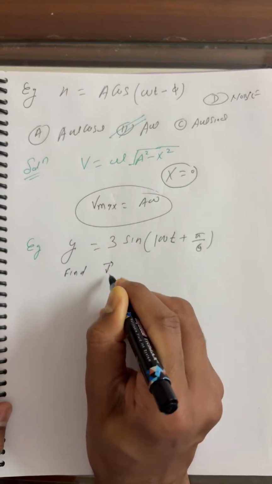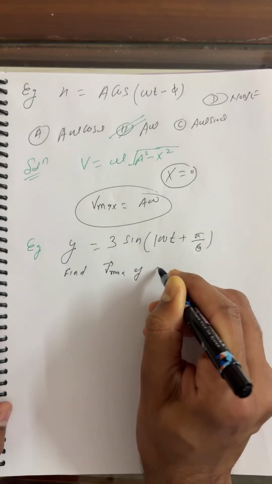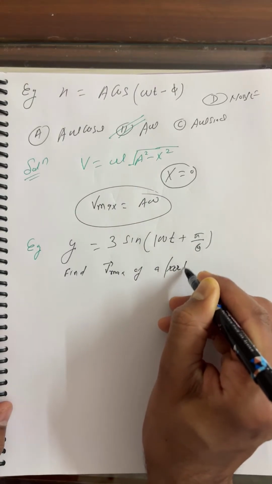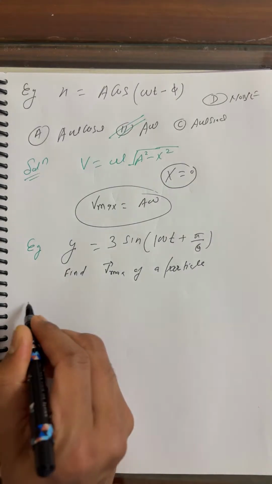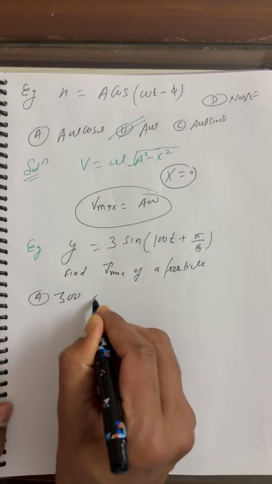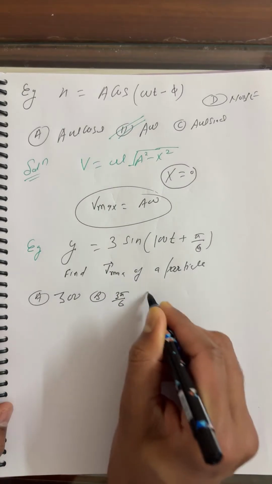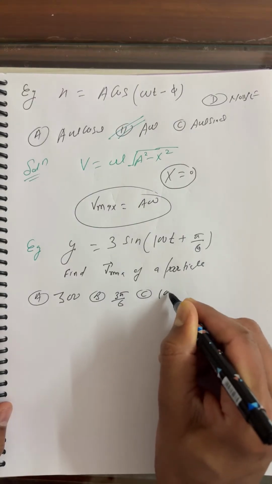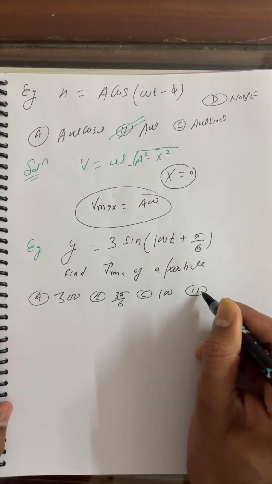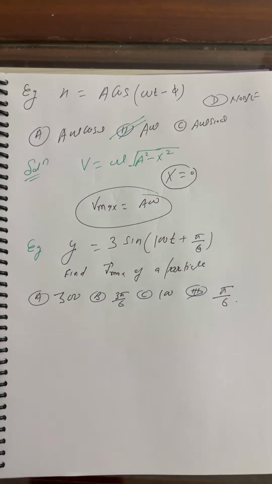Find the maximum velocity of a particle. I'm writing the options here: option A, 300; option B, 3 pi by 6; option C, 100; and option D, pi by 6. Tell me, what is your answer for this question?